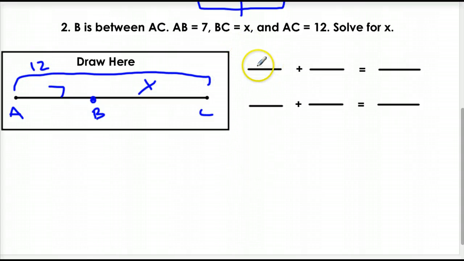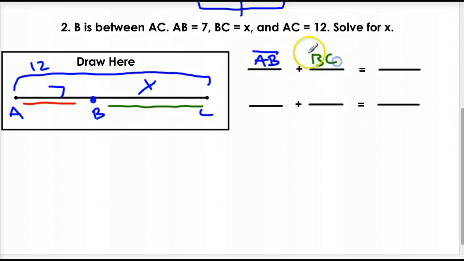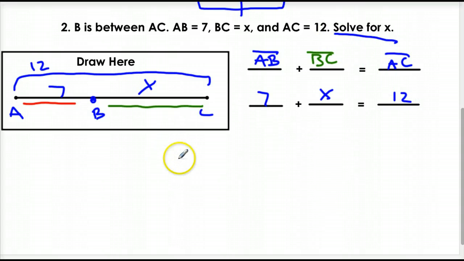Okay, let's start with the segment addition postulate. Segment AB, that's this segment over here, plus segment BC, this segment over here, is equal to the whole thing, which is segment AC. AB we know is 7, BC we know is X, and AC we know is 12. We want to solve for X. Once again, if you know how to do this, fast forward. You can go to the next problem. If you don't, please pay attention.